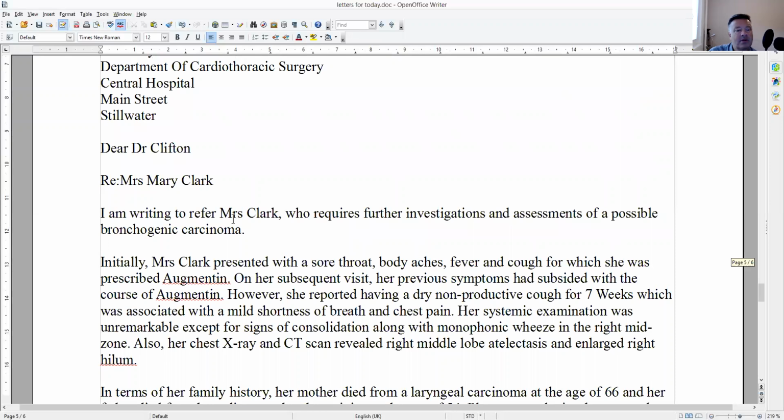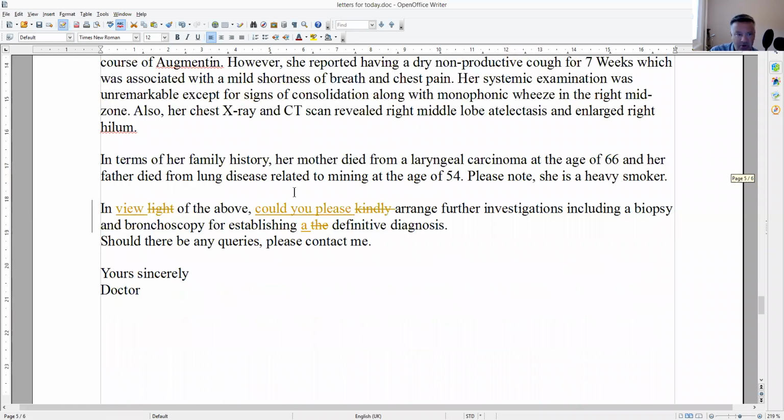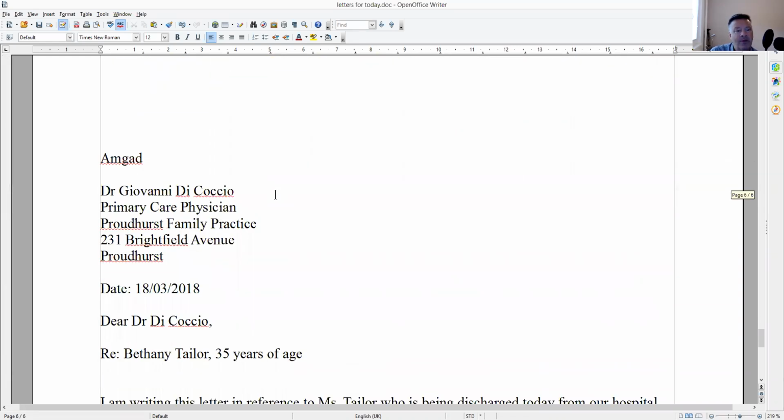Okay. I would have put the definitive diagnosis right at the start. I'm writing to request your assessment and definitive diagnosis of Mrs. Clark, whose signs and symptoms are, etc. You could do it like that, and it would be a bit more concise and to the point right from the start. That's what we want in terms of purpose. But not bad, Rashid, not bad.